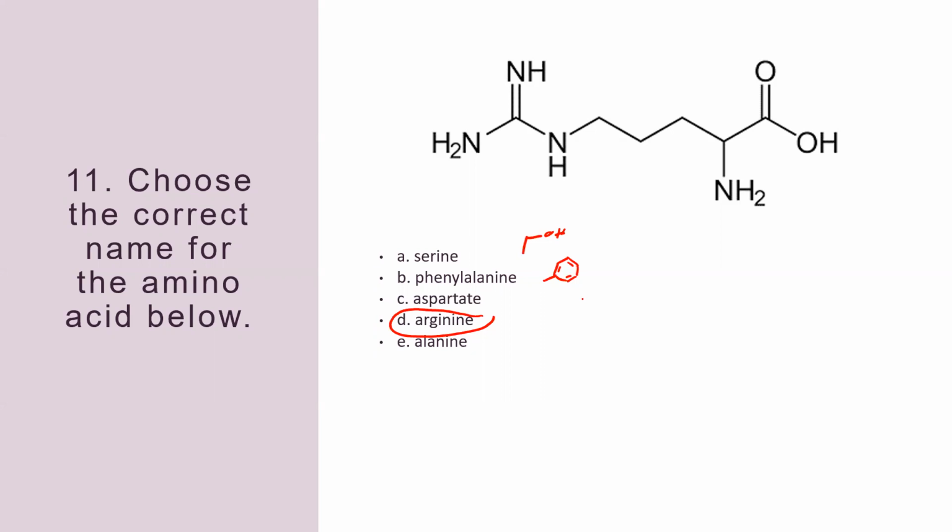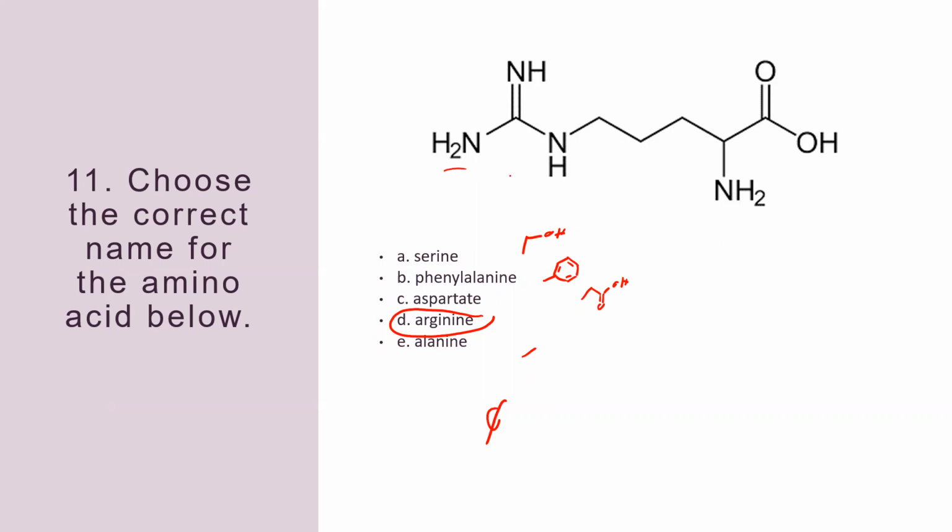How many carbons before the carboxylic acid? It's the shorter chained one, right? What about alanine? Yeah, methyl group, right? I always keep confusing alanine with glycine. What's glycine look like? Yeah, it's just an H, right? It doesn't have a side chain.